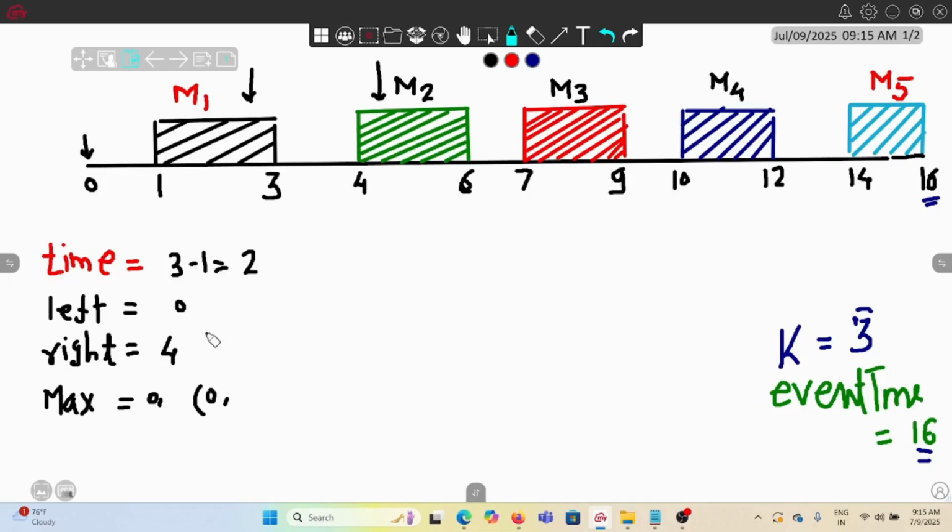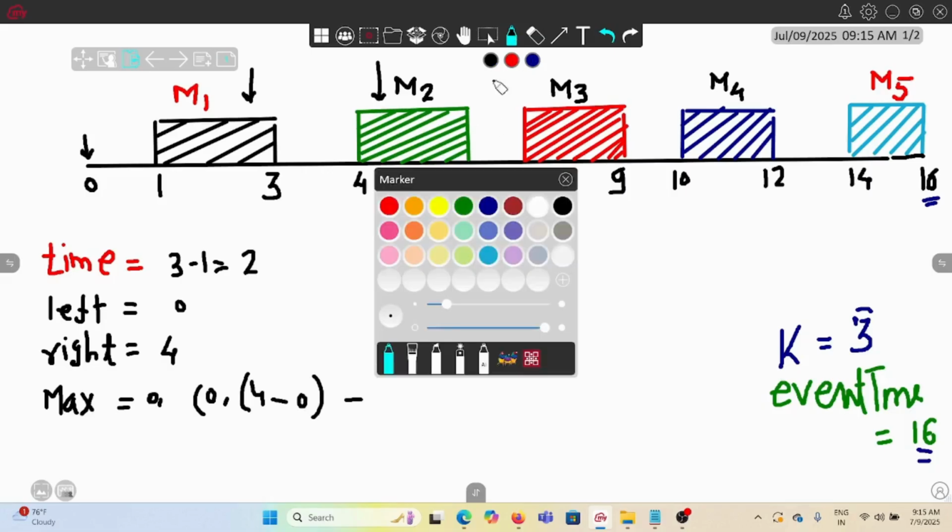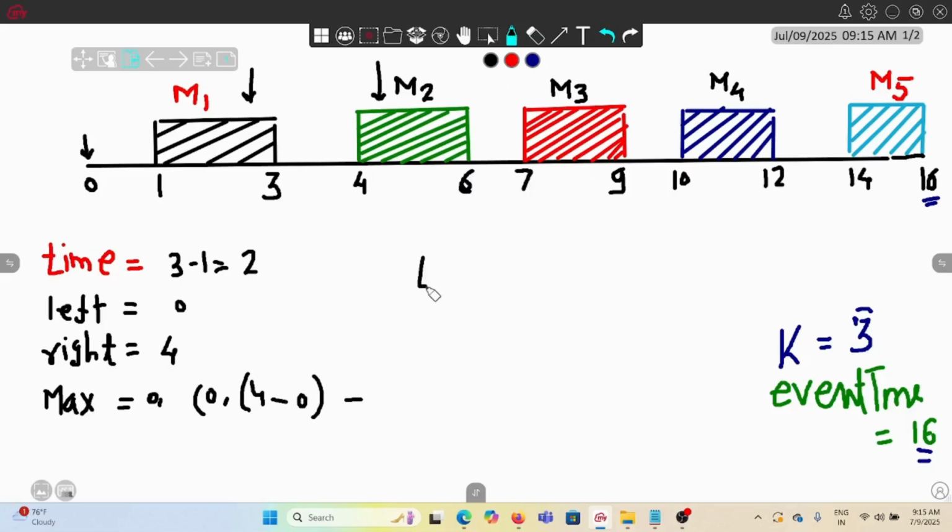And what would be the free time here? So right minus left, which would be 4 minus 0, right? This would be our right minus left minus whatever time is taken by this meeting. Let's call the time taken TT. The time taken by the meeting would be end minus start, E minus S. So 3 minus 1, which is 2.